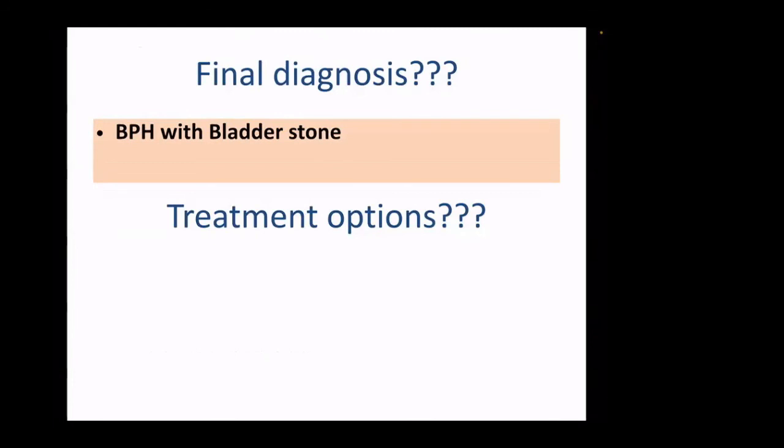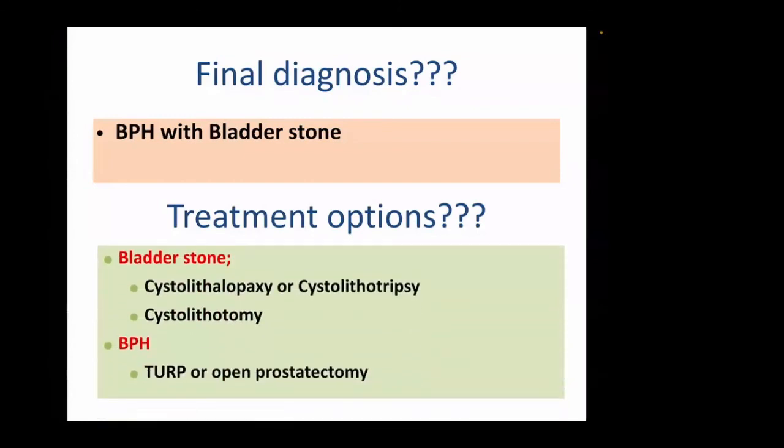Now the question arises, what will you do? The patient has two pathologies. One is the stone, which is due to BPH, right? So you have to address both pathologies. You can address both pathologies at the same setting. Mostly we do it in the same setting, or sometimes we just do one procedure now and the other procedure next time. Regarding BPH, I'll discuss later on.